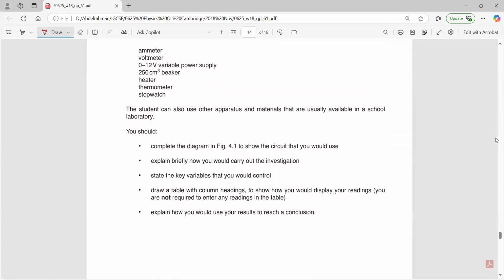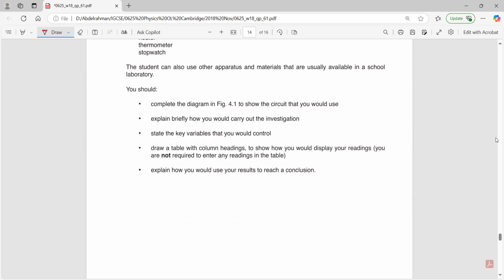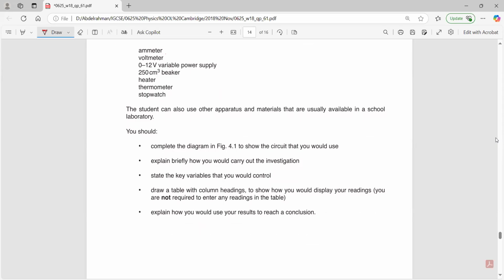While reading the points, I don't think he will ask you to write down any additional apparatus, because you already have all of the apparatus that could be required for this experiment. First of all, you need to complete the diagram. Where's the diagram? Oh, it's on the next page. Complete the diagram, explain the steps, state the key variables and the constants, draw the table, and then the conclusion.